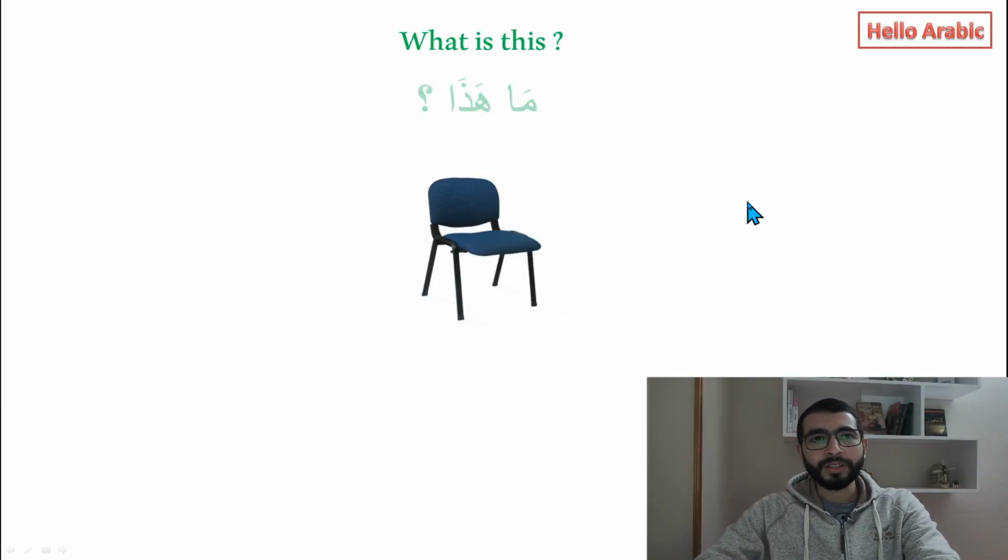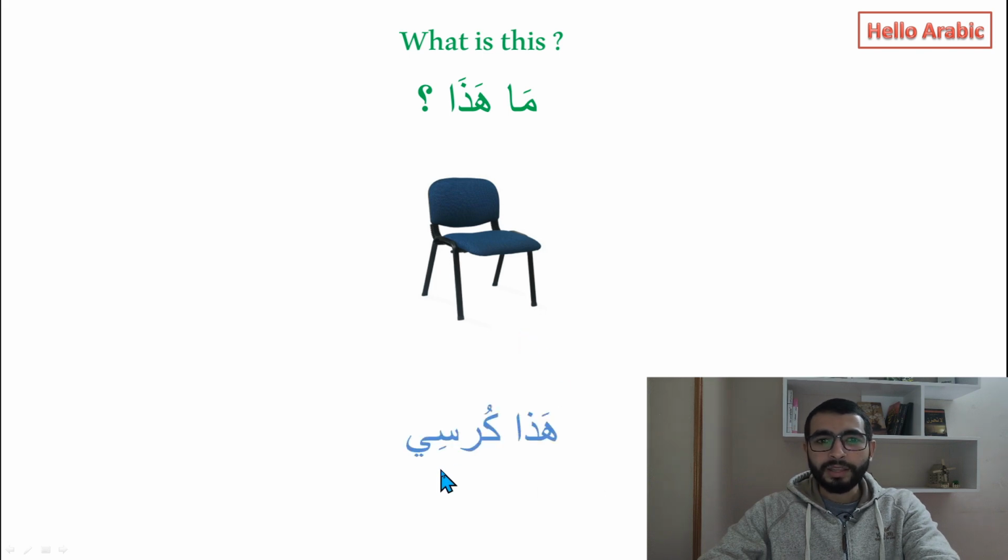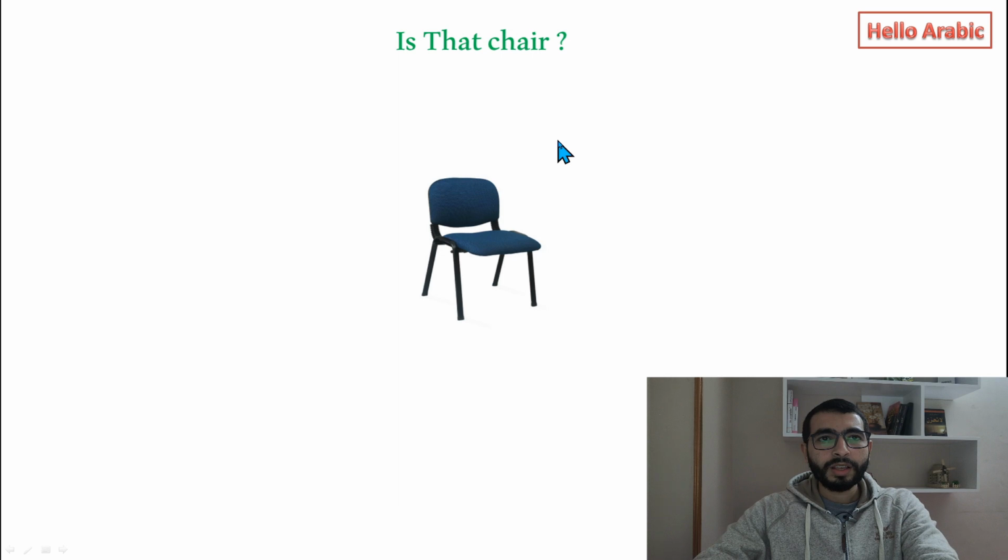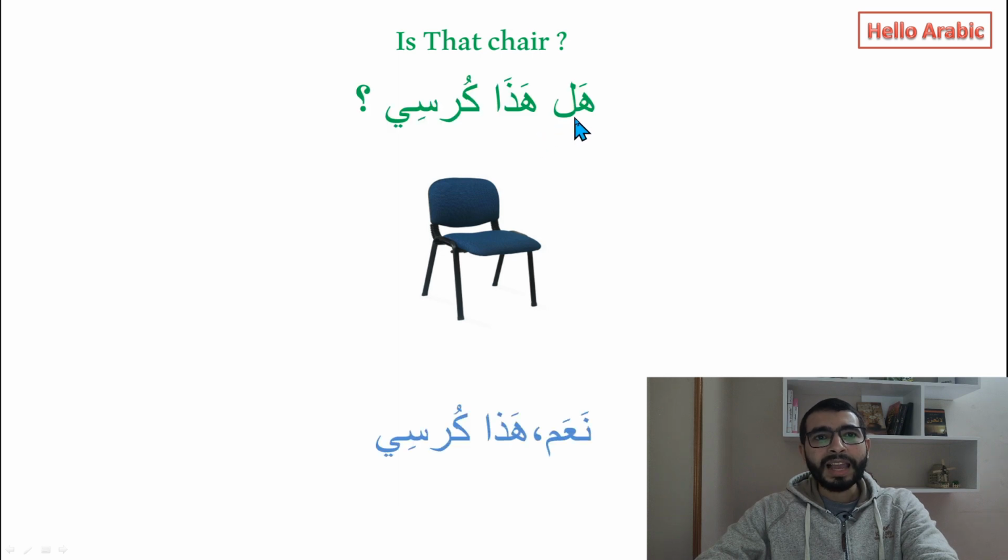Here the first one, it's a question. ما هذا? What is this? هذا كرسي. This is a chair. Another question. هل هذا كرسي? Is that a chair?